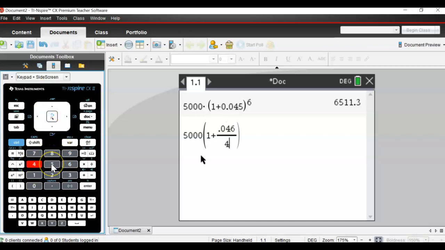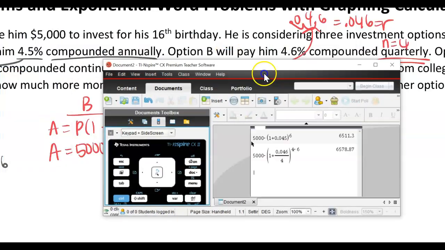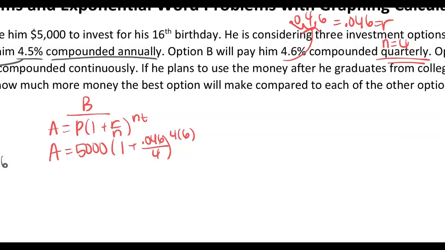This makes my life so much easier, guys. By having that actual fraction button, you can actually get a lot more things done. I'm going to scroll all the way out of this parentheses and then raise it to the 4 times 6 power. I know that it's 24, but I'm still going to be lazy and put 4 times 6. Once you have that typed in, hit enter. That's my value, 6,578.87. Let me move that out of the way. So I'm going to make my A value here, let me write this in pen, equal 6578.87.